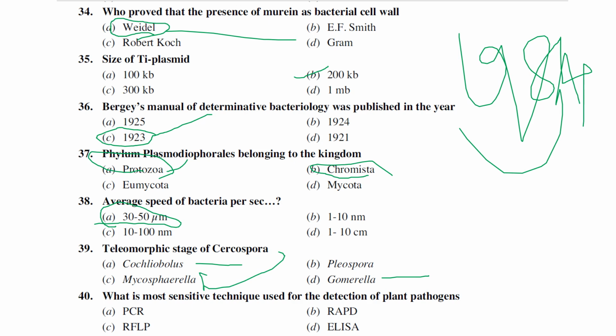Then what is the most sensitive technique used for the detection of plant pathogens? PCR, RFLP, RAPD and ELISA. I think ELISA, we have already discussed ELISA. ELISA is the most sensitive technique used for the detection of plant pathogens or plant viruses. ELISA means enzyme linked immunosorbent assay, first discovered by Clark and Adams in 1977. The ELISA plate generally consists of 96 wells.